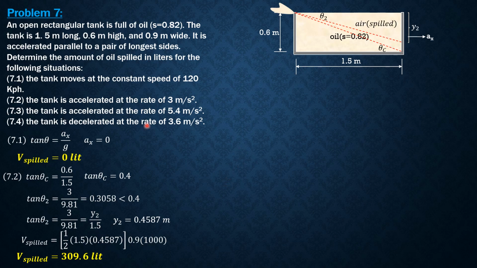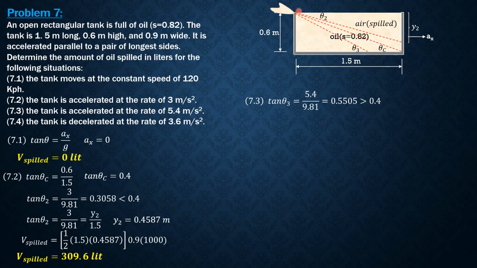Then in part 3, the tank is accelerated at the rate of 5.4 meters per second square. Let's call the slope theta 3. Let's evaluate tangent theta 3, which is ax 5.4 over g 9.81. And this time it is 0.5505, which is greater than 0.4. So that means theta 3 is greater than theta c. Therefore, the resulting slope would be somewhere here, crossing the bottom, as shown in the figure. And this is theta 3.